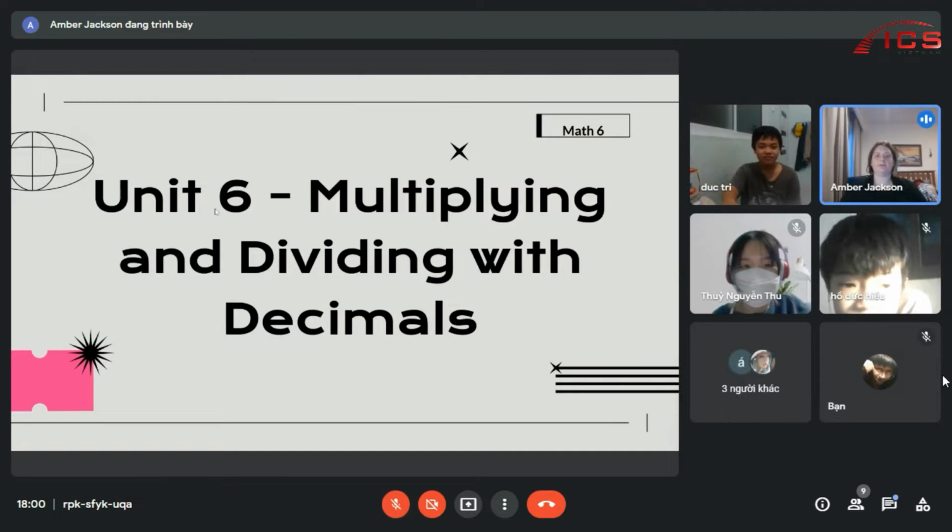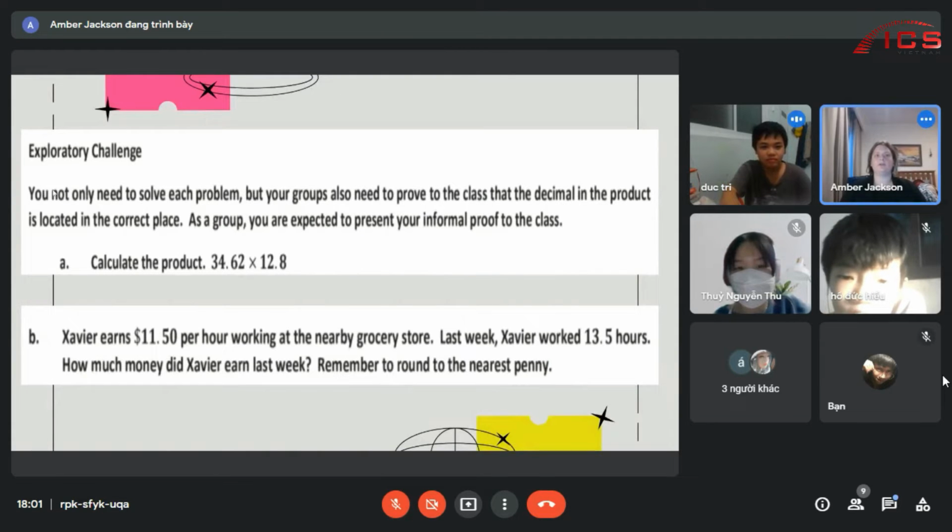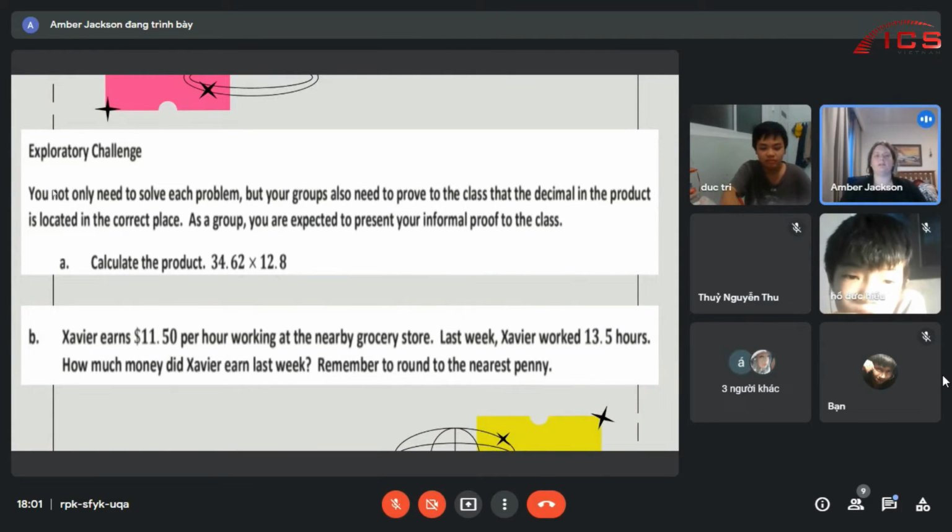Today we're working with multiplying and dividing with decimals. So hopefully you guys have calculators, because otherwise this is going to take a while. We need to solve the problem and make sure that the decimal is located in the correct place. So we're going to do part A first. We're going to do 34.62 times 12.8.